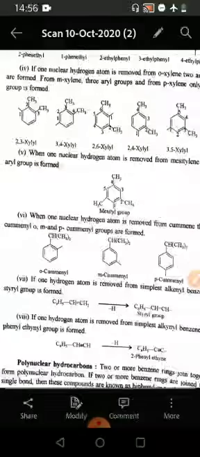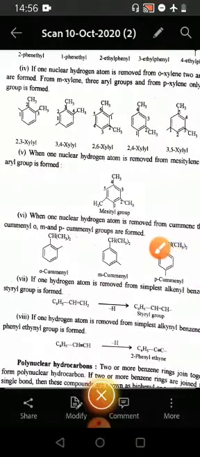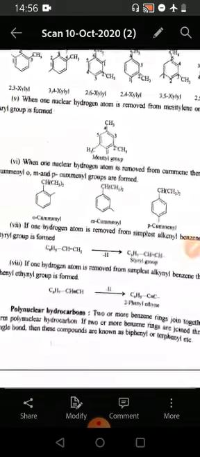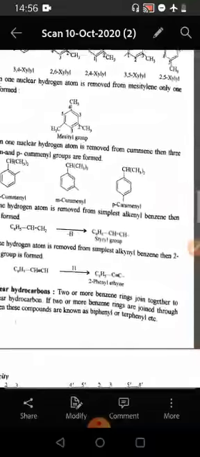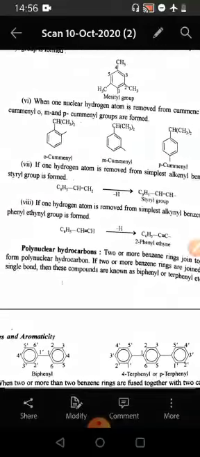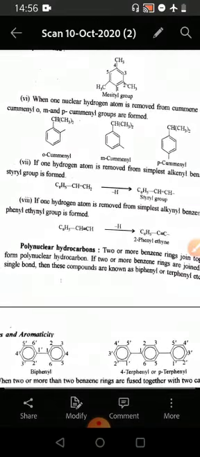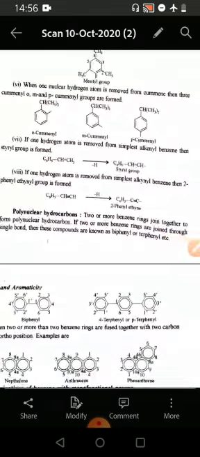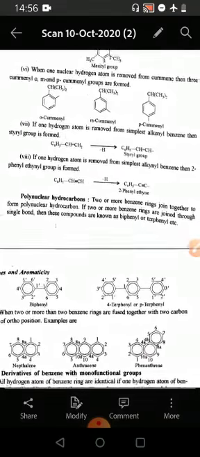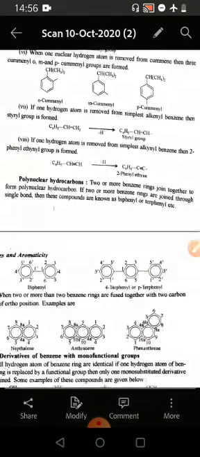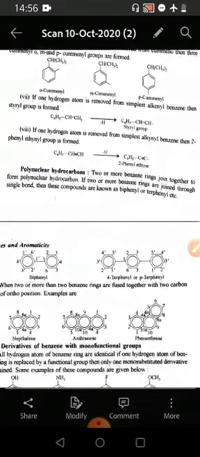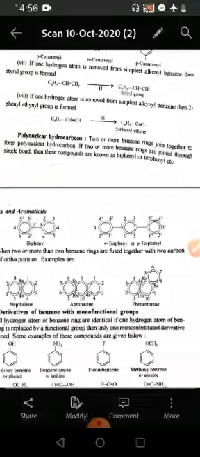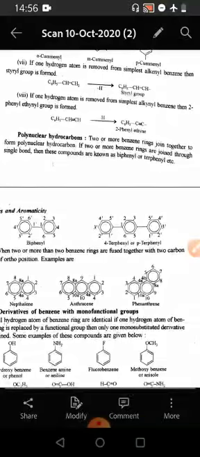So we see that when one nuclear hydrogen atom is removed from acetylene, only 1 aryl group is formed. When one nuclear hydrogen atom is removed from cumene, then 3 cumenyl groups, ortho, meta and para cumenyl, are formed. If one hydrogen atom is removed from the simplest alkenyl benzene, then the styryl group is formed. Then the 2-phenyl ethyl group is formed.